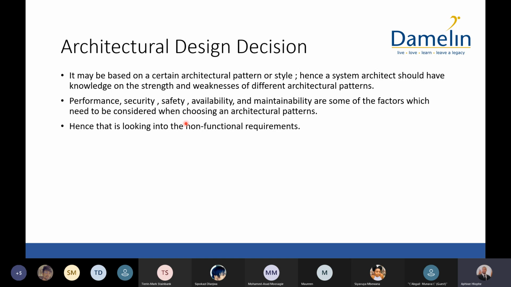It's very rare that you're going to find that your architectural decision is based on functional requirements, because functional requirements can still be implemented regardless of platform. If you say you want a system with the login feature, if I'm using Windows, I can still implement that feature. If I'm using Linux, I can still implement that feature. But your architectural decision is mostly influenced by the non-functional requirements of the system.